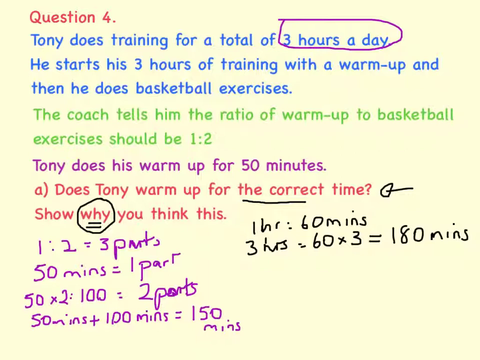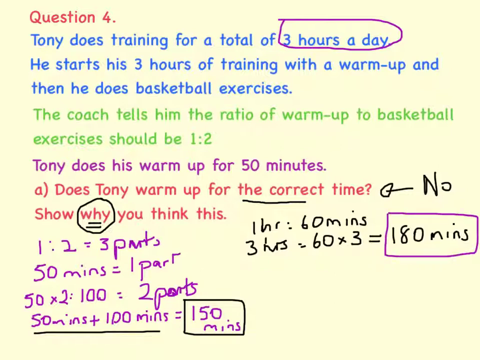So does he warm up for the correct amount of time? No, he doesn't. Because we've worked out how long his total training per day should be with a 50-minute warm-up. We've worked it out that he should only be training per day for 150 minutes when in fact he's training for 3 hours, which is 180 minutes. That's all you have to do for this question.